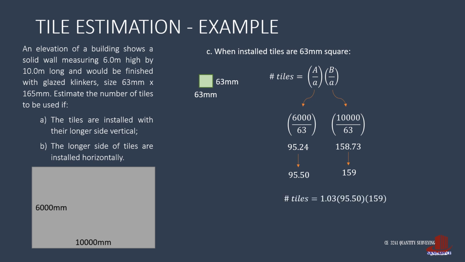So the total number of tiles, including allowance for wastage, is computed as 1.03 times 95.5 multiplied by 159, which results to 15,640.035, which would be taken as 15,641 pieces.